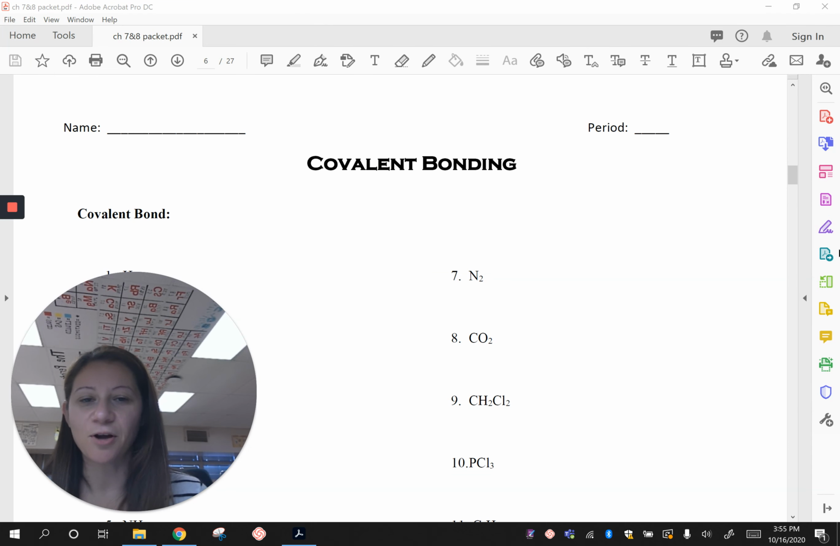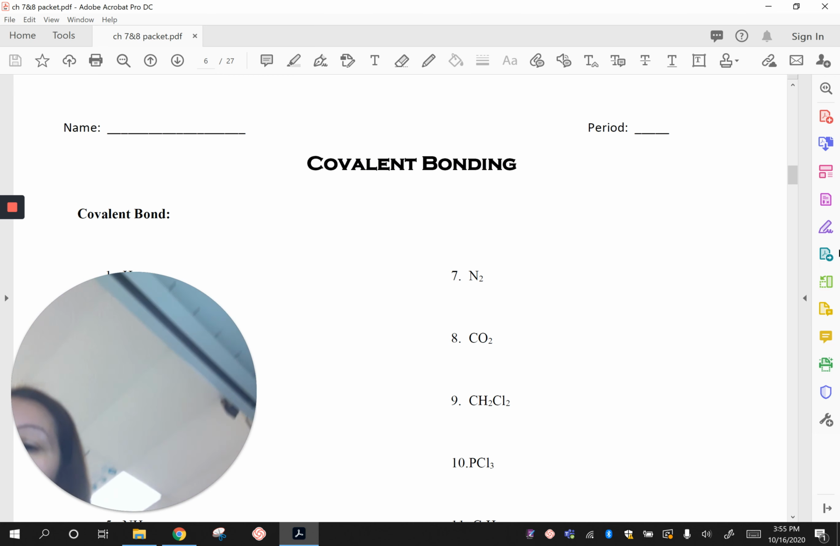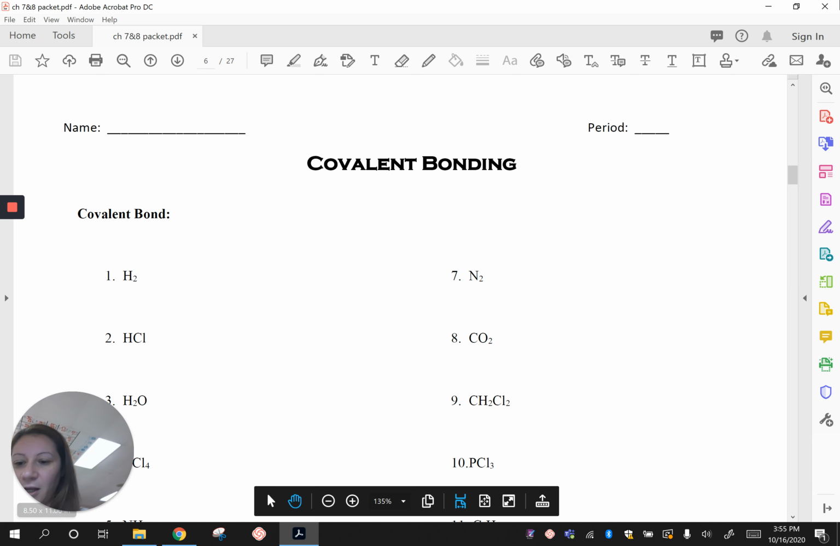Hi guys, we're going to talk about covalent bonding today, and we're going to continue with covalent bonding for quite a while. Today we're going to focus on what is covalent bonding and how to draw Lewis dot structures for covalent substances.